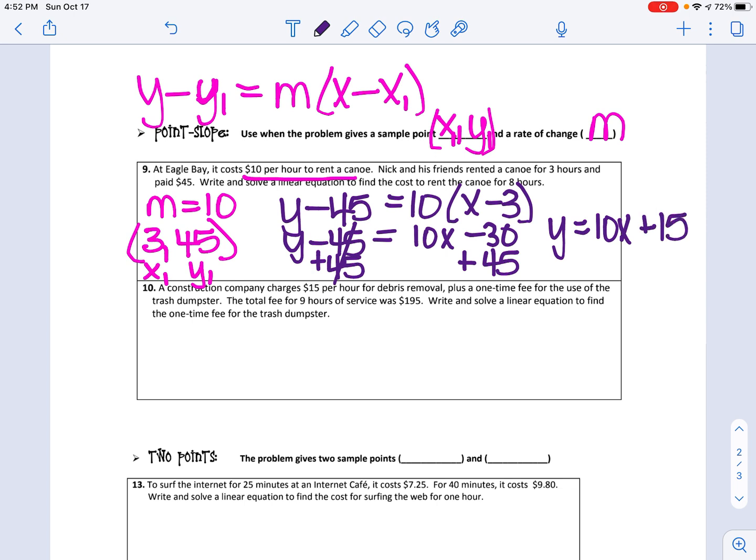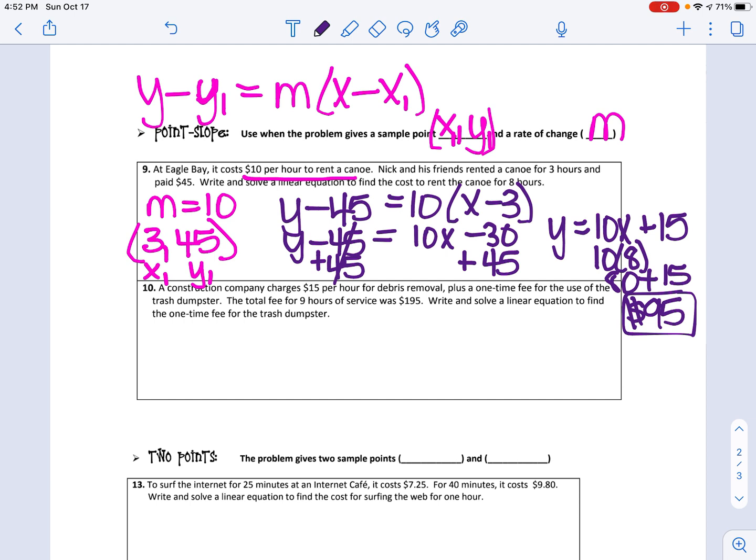So if I rented the canoe for 8 hours and it's $10 an hour, I'm going to substitute 8 in for x, so that's $80 plus $15, so that might have been some deposit or something. So 80 plus 15 is $95. So it cost me $95 to rent a canoe for 8 hours.